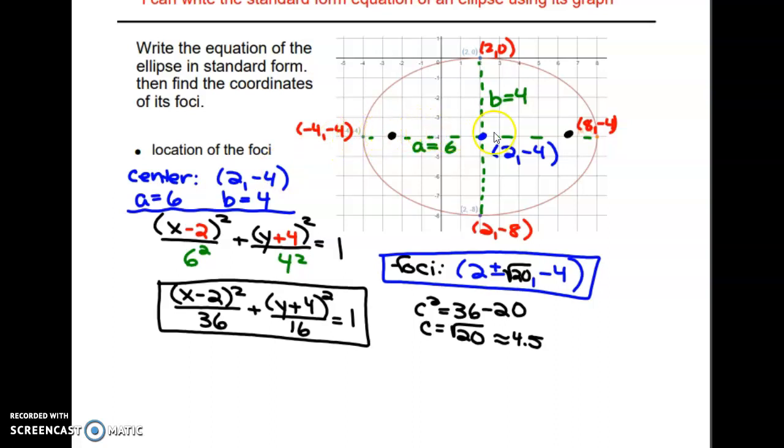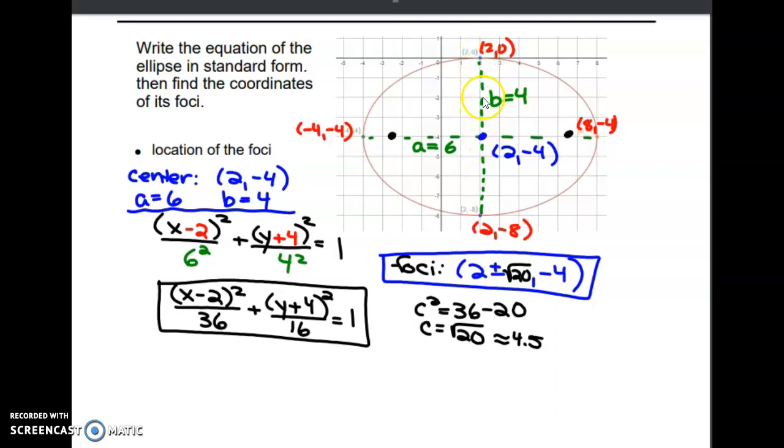Now, A had to be along here because that is the major axis, the longest axis. So A is going to go from the center all the way to the edge. And you can just count the squares, distance formula, whatever you need to do, but you can see A is 6, semi-major axis. B is 4. Again, you could just count them if you wanted to in this case.